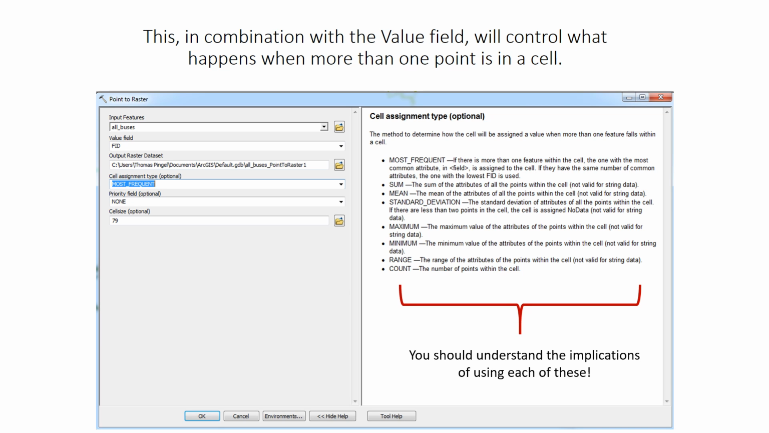So these are really important things to know. We'll talk about this a little bit more at some point, but you really should have a good idea of how these different cell assignment types are going to yield different values based on how you use them.